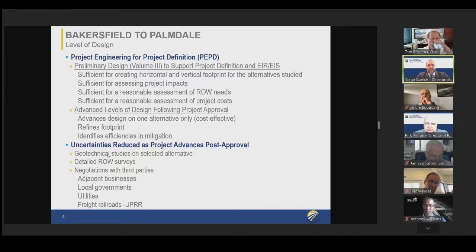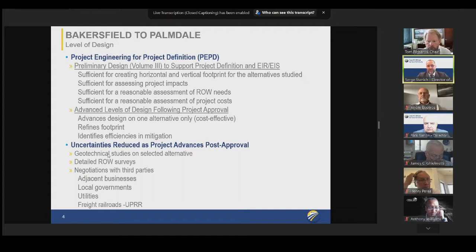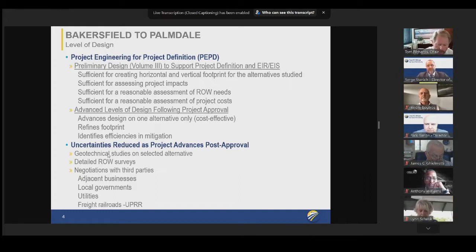This PEPD, and it's just a correction, it's preliminary engineering for project definition, we'll correct that in the slide, is what we use, the 15%, as the basis of design for the environmental document. Once we approve the environmental document, we can then advance to more advanced design that allows us to refine the footprint and focus on the issues that may be of additional concern. So we'll expand the analysis for geotechnical, do detailed right-of-way surveys, and then that'll allow us to initiate negotiations with third parties to begin discussions with utilities, local governments, our freight railroad partners, as well as businesses and landowners and environmental permits. So as we advance design, we can then secure these permits, but the preliminary engineering for project definition allows us to identify what the sufficient impact is for the environmental document. Can we go to the next slide, please?